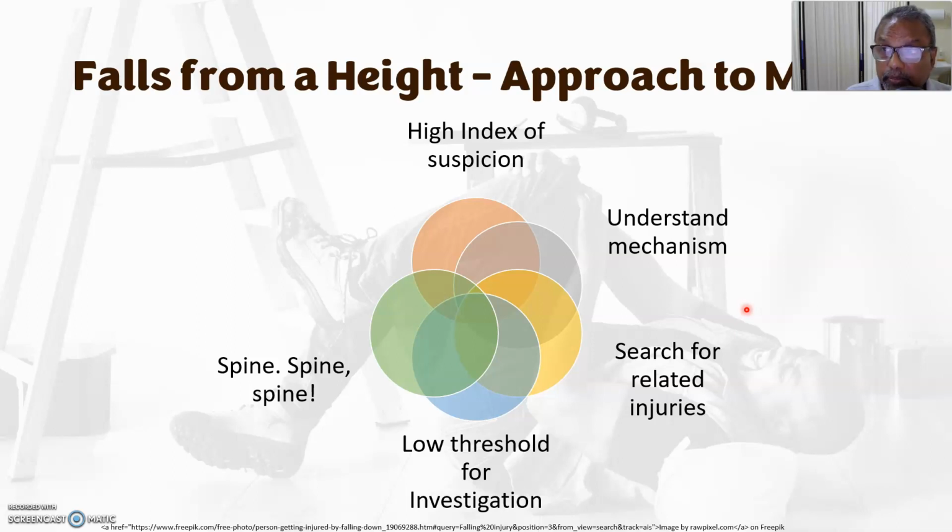Always consider the spine. The spine is often injured, may be hidden by other distracting injuries, or may not be obvious initially. So always immobilize and consider spinal injuries. And it is worth monitoring these patients over a period of time. Most of them, even if they don't seem to have injuries, will need admission for monitoring because the injuries may show up later.